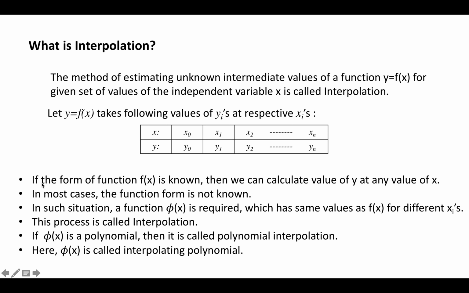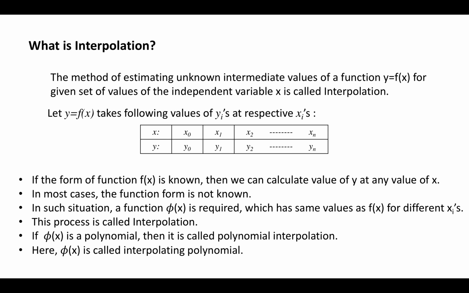Now, if the form of function f(x) is known, then we can calculate the value of y at any value of x. For example, if f(x) is equal to x square, we can calculate the value of y is equal to f(x) at any value of x. In most cases, the function form is not known. For example, if you are doing a certain experiment and you find that for a particular independent variable there is a dependent value of the function as well, we have discrete values, but we don't know the actual functional form of that data.